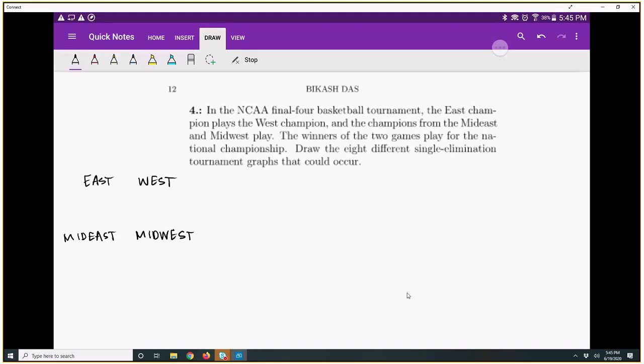And we're told that first the East champion will play the West champion. So I'm just going to say maybe the East champion beats the West champion. And so I'm going to have my arrow pointing from East to West. And then I'm going to say maybe the Mid-East champion also beat the Midwest champion. So I have an arrow pointing from Mid-East to Midwest.